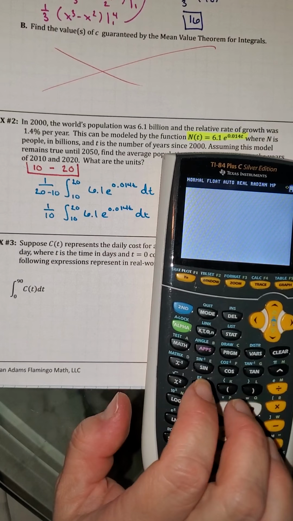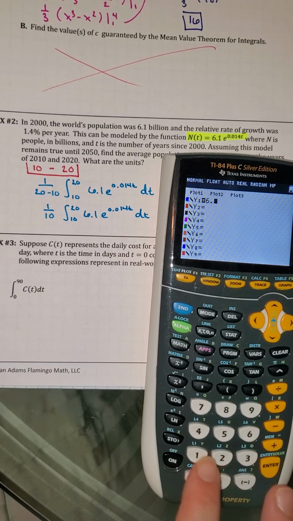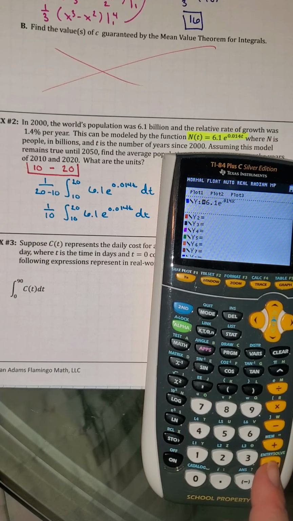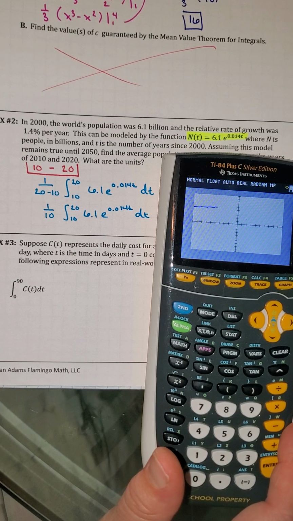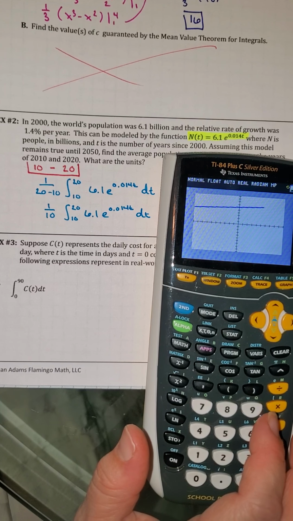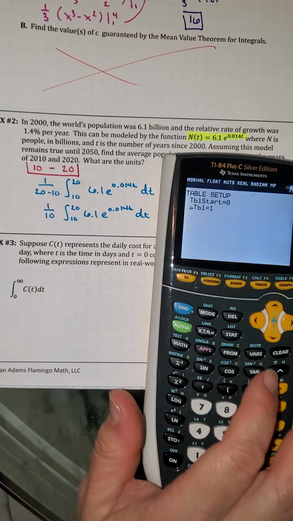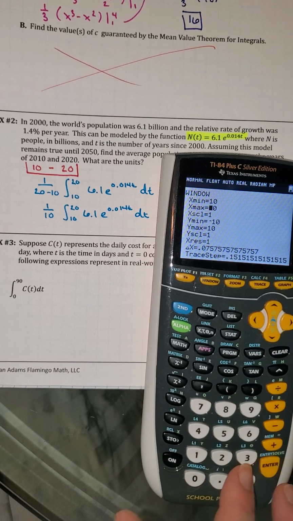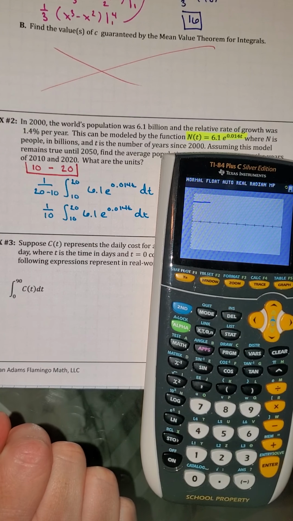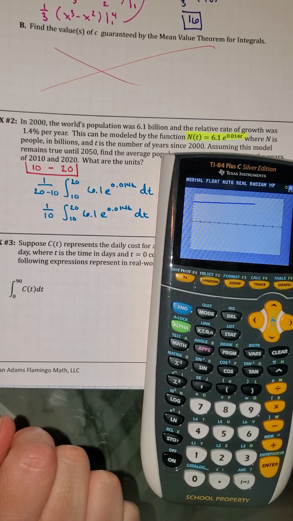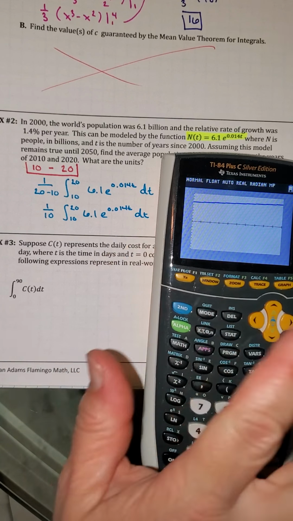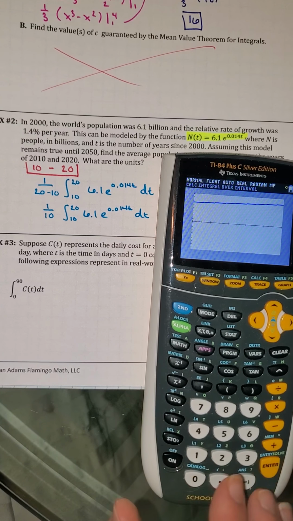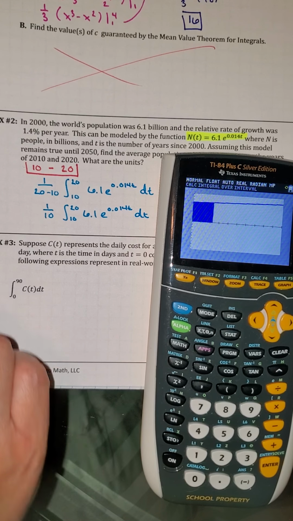Okay, so this is actually a graphing calculator one. So we'll go to our y equals, I'm going to put in 6.1 e to the 0.014 x. Graph it out. That is not big enough because we need to go from 10 to 20. So I'm going to change the window. Just window. Alright, so from 10 to 20, see this graph? It's not a very exciting graph. But I need to find the integral for that area. So I'm going to go second calc, number 7, lower is 10, upper is 20.